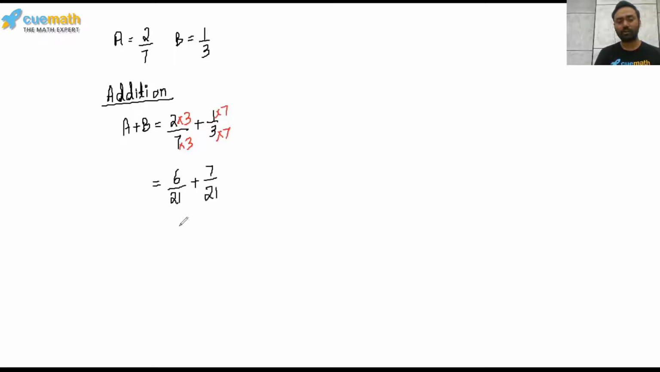Now the denominators are the same, so we can take them as the LCM. So 6 plus 7 over 21 would give us 13 over 21. Now based on the closure property, we can conclude that when we added two rational numbers, we got 13 over 21, which is again a rational number. So let's check for the subtraction part now.